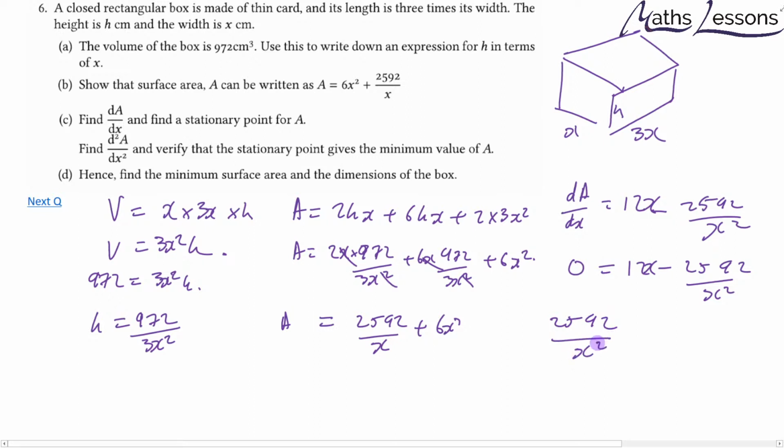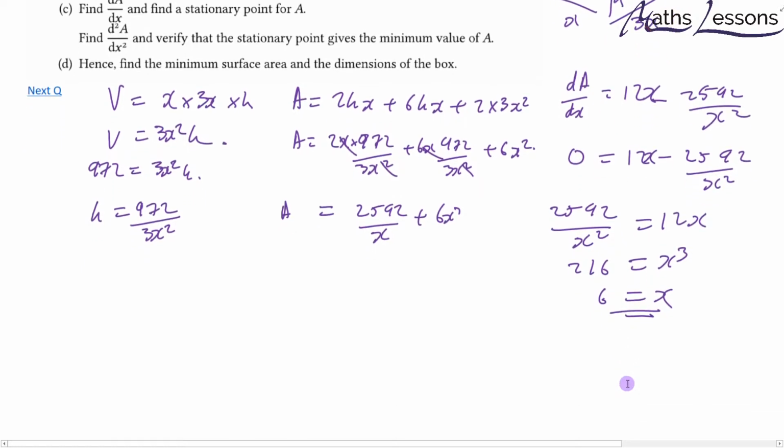2592 over x squared is equal to 12x. Times throughout by x squared and divide by 12. I'm going to get 216 when I do 2592 divided by 12 equals x squared times x is x cubed. Cube root of 216, I get x is equal to 6. Now we want to find the second derivative. So that was part A, part B, part C. So we've got a bit more part C.